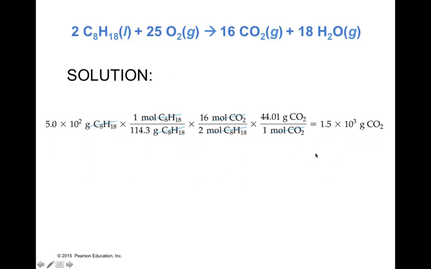So in other words, here we have the solution. Here is the mass of octane, the molar mass of octane. By doing this mathematical operation, we're going to obtain the moles of octane.